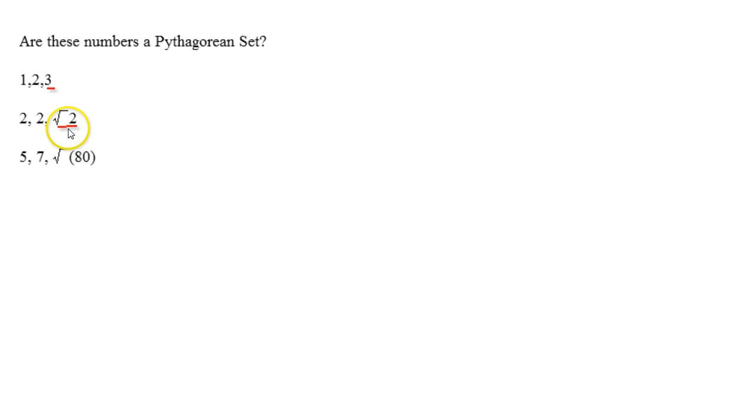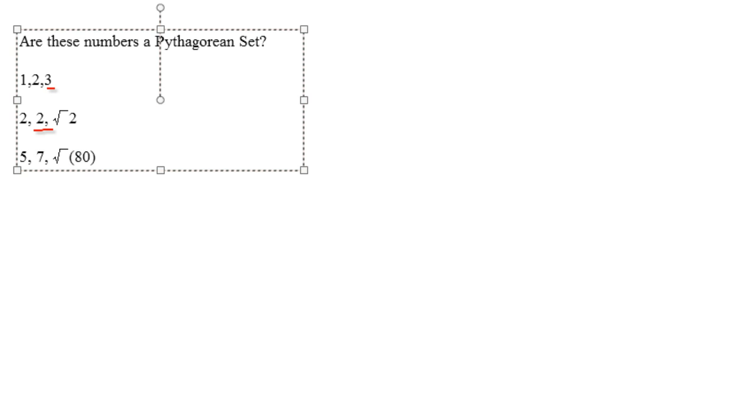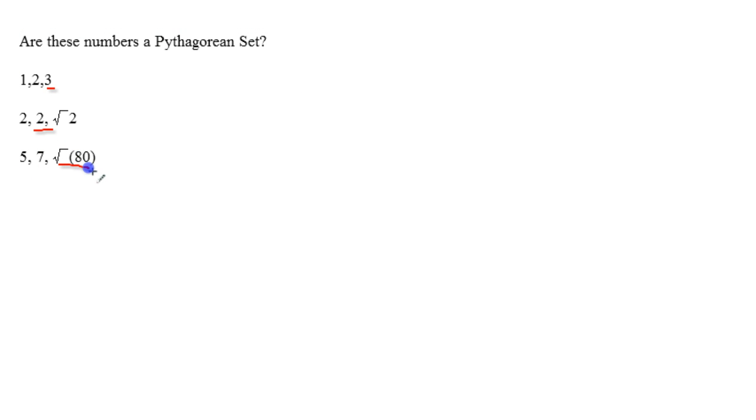As a matter of fact, there will actually be 2 of these. Alright, so we're going to check it. 1, 2, and 3. So we're going to square: 1 squared plus 2 squared equals 3 squared. Obviously that is going to turn into 1 plus 4 equals 9, which is not true.